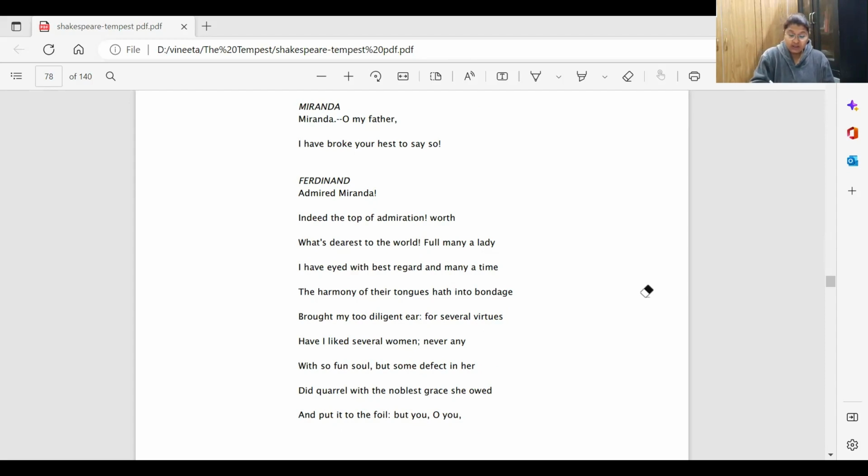And then, you can see there's a pause here. This long dash is used for interruption or pause. So suddenly she pauses and she says, oh, my father, I have broke your hest to say so. Hest here means command. I have broken your command to say so. Now, Ferdinand, when he comes to know Miranda's name, he calls her admired Miranda.